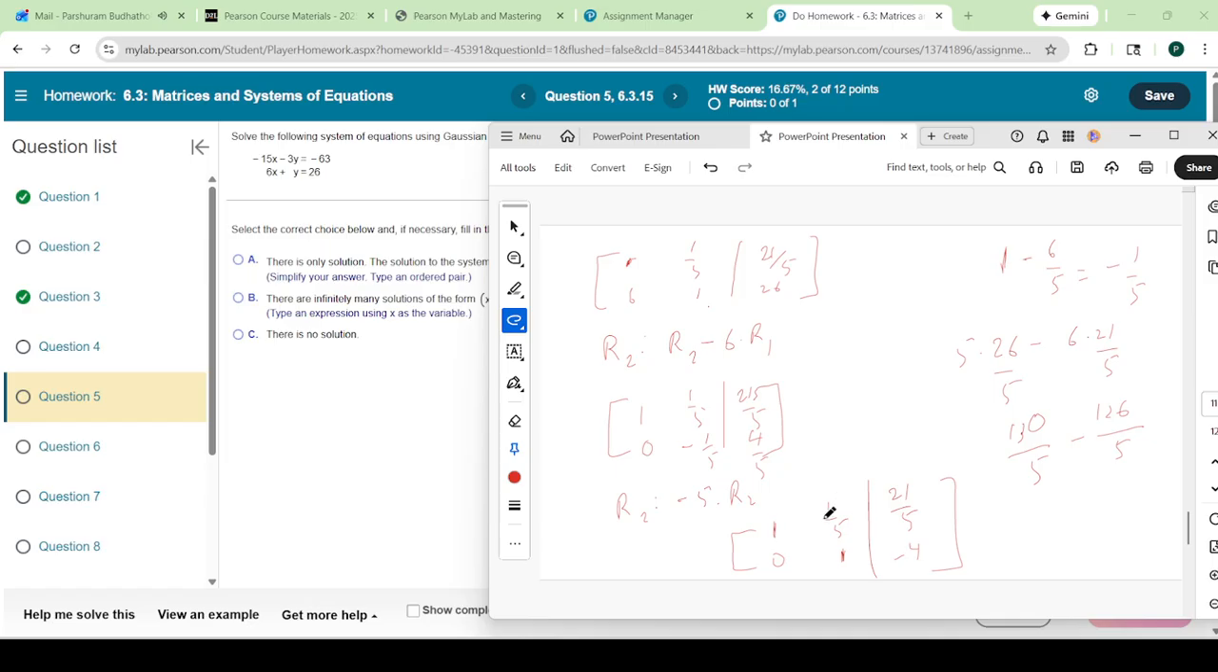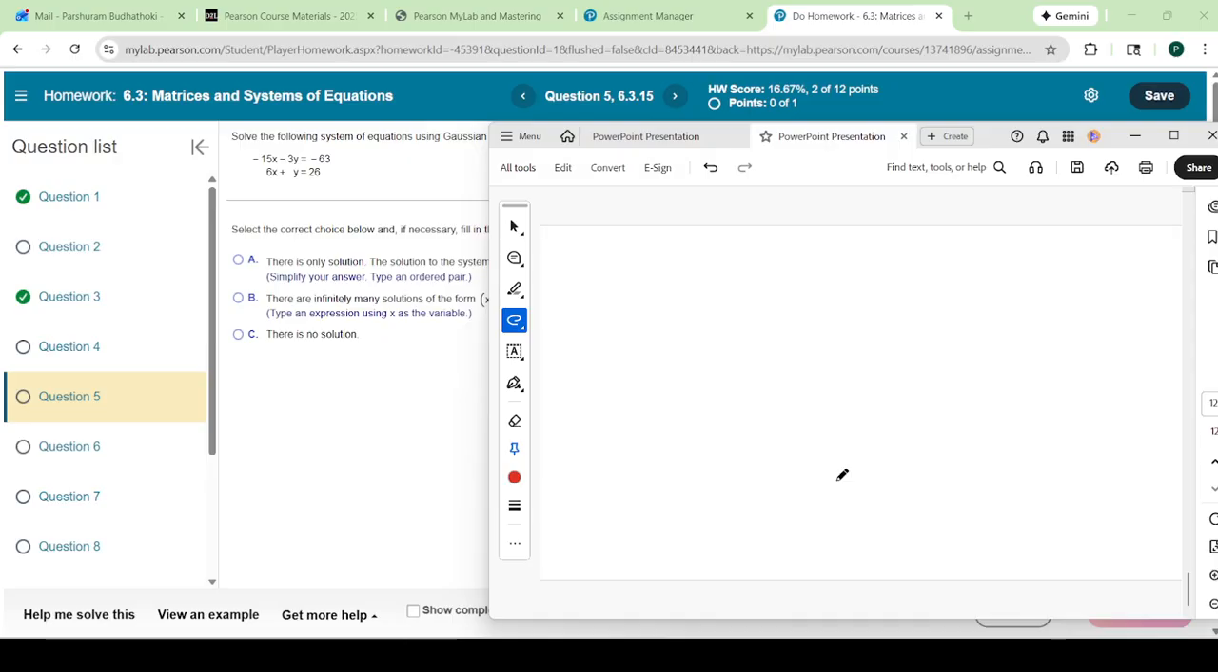How can we do that? We can multiply the second row by 1/5 and subtract from row 1. So I'm going to copy this in the next page. It's 1, 1/5, 21 divided by 5, I guess, and then 0, 1, negative 4. We have to make this thing 0, so we want to change row 1. We want to multiply row 2 by 1/5 and then subtract it from row 1.